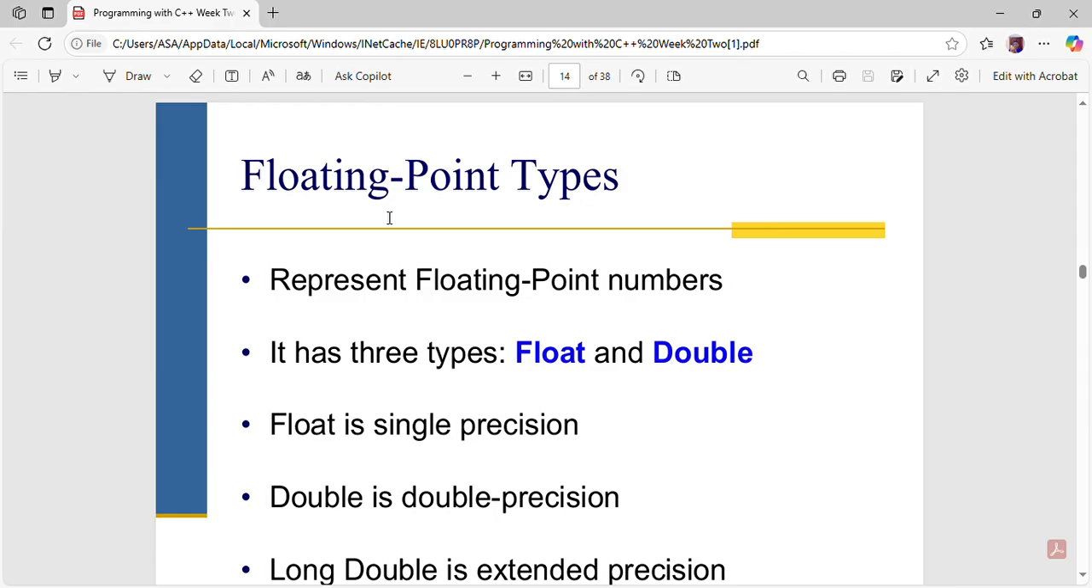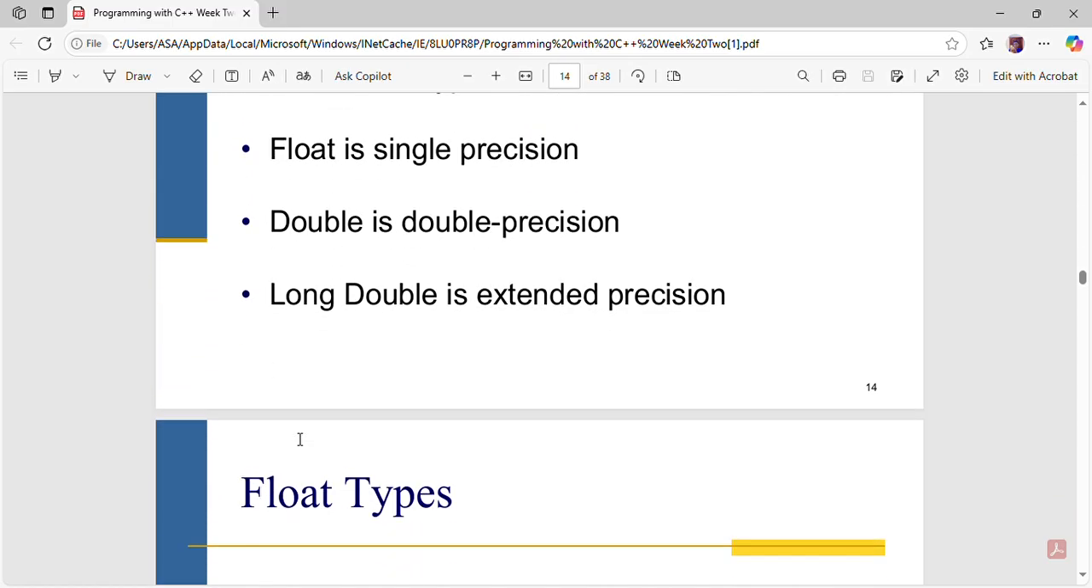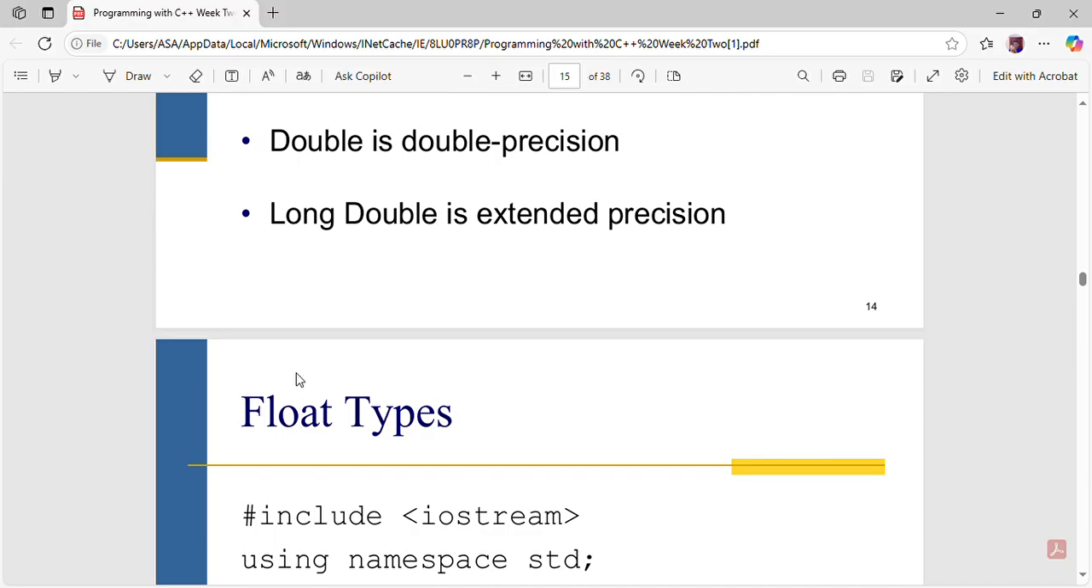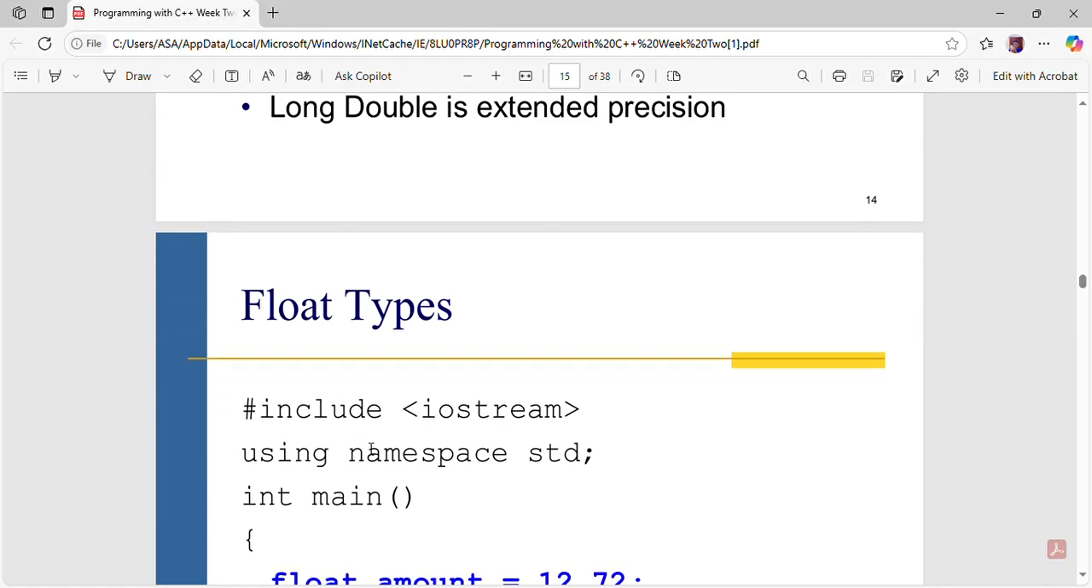So it represents floating point numbers. It has three types, that's the float and the double. The float is the decimal number with only single precision, and the double here is also a decimal number with double precision. Yes, it can be said. And then we have the long double, which is extended precision. Let's quickly look at some float types.